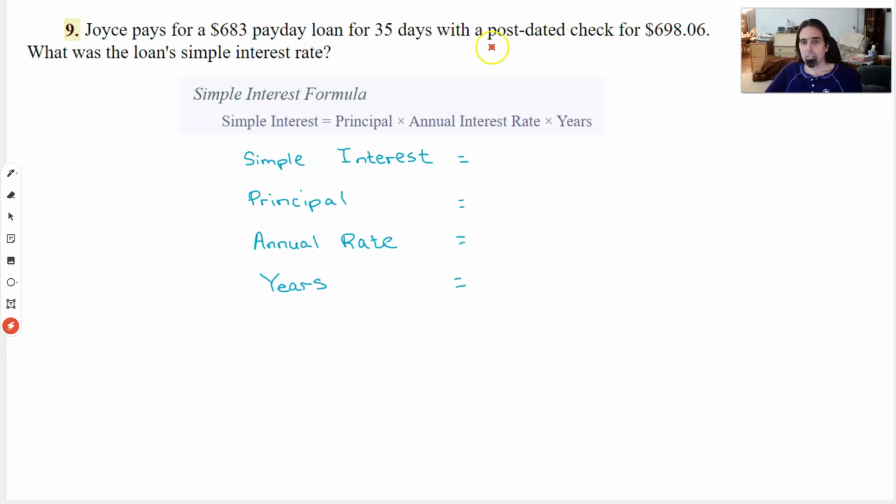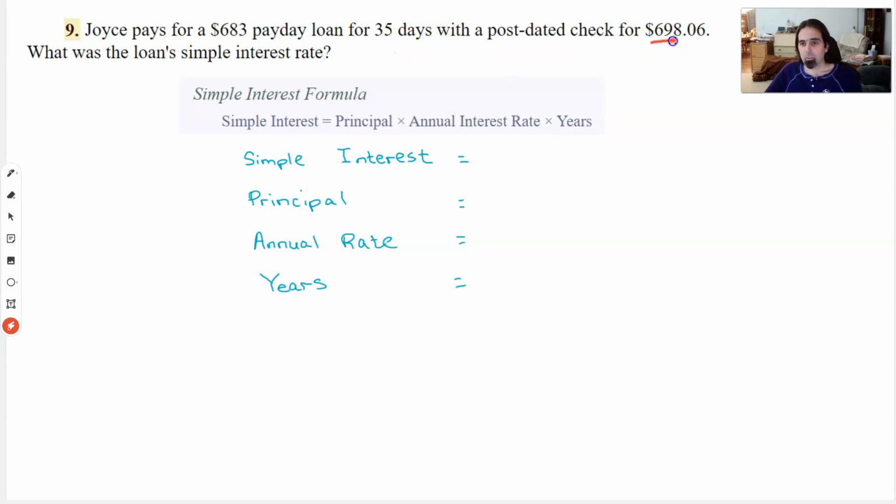She has a post-dated check. If you don't know what that is, that's when she goes to the payday loan place and she only wants to make one trip. So she goes there to borrow her $683, and she writes them a check right then for a little bit more. But she puts the date on the check in the future so that the payday loan business can't cash the check until the date she writes on it. So she would write the date 35 days in the future from whenever she visited.